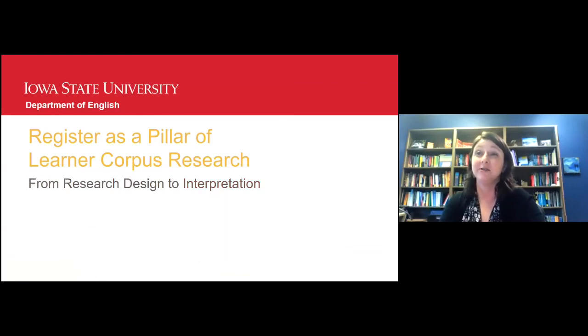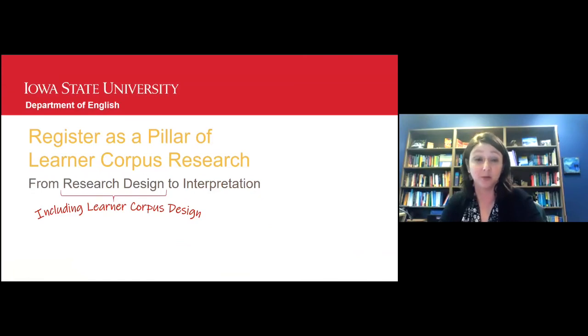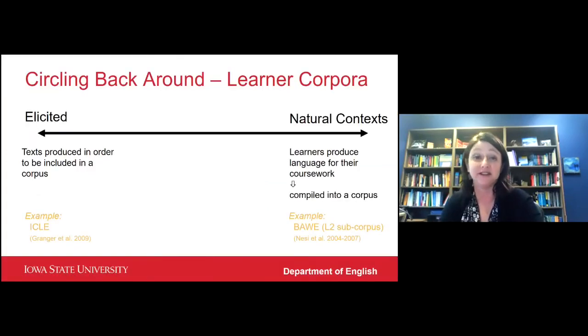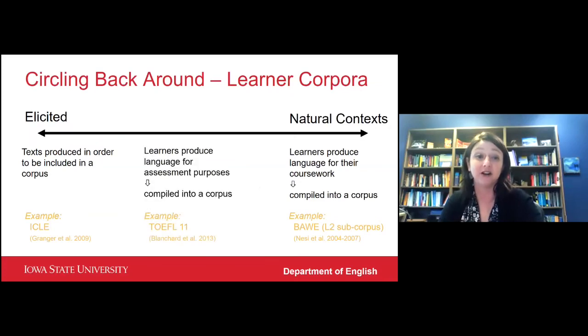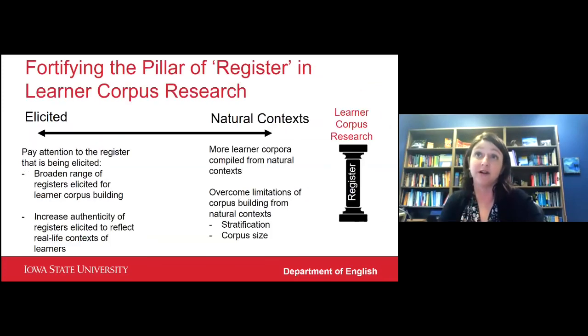I want to end by recommending one final thing, which is arguing for an increased attention to register in learner corpus design. So not just dealing with the learner corpus that we have, but actually in designing it. So if we remember, we have this continuum of learner corpora. What I would like to argue is that in elicited learner corpora, we pay more attention to the register that's being elicited, broaden the range of registers elicited, so beyond just argumentative text, and then also increase the authenticity of those elicited registers, making sure that what we elicit reflects the real life context of learners.